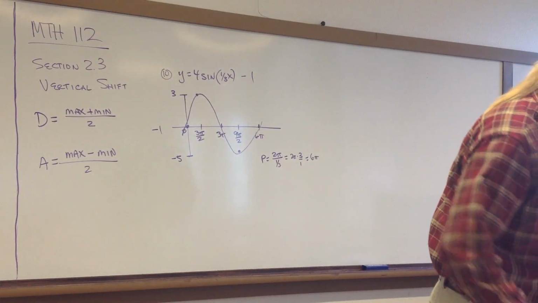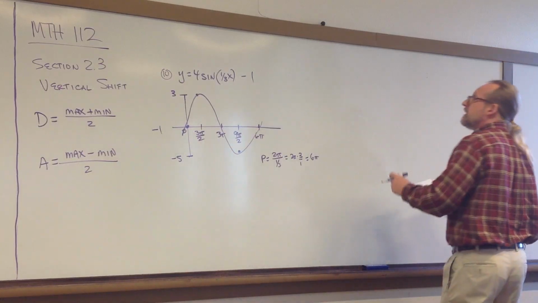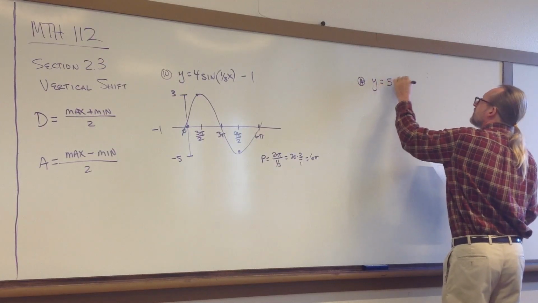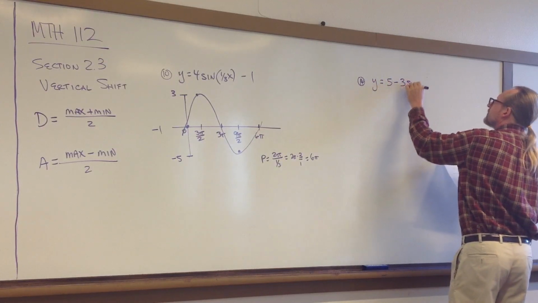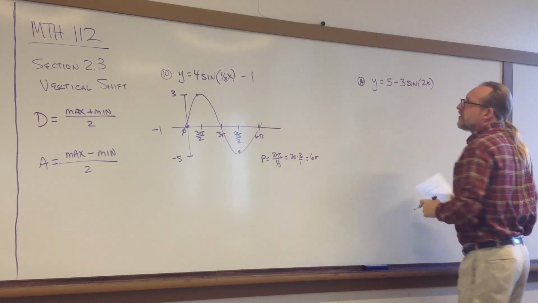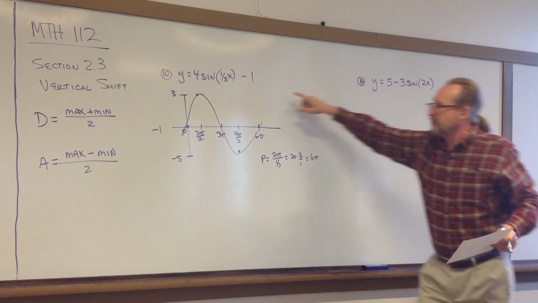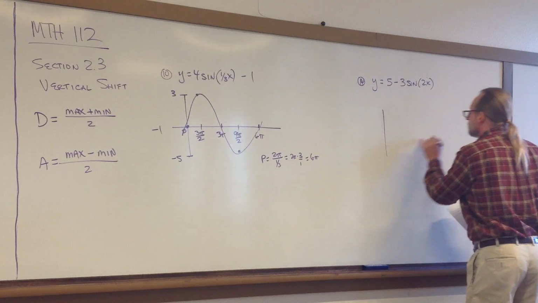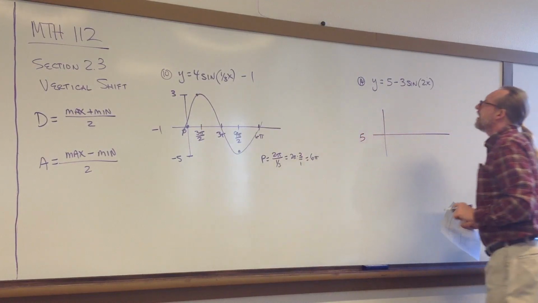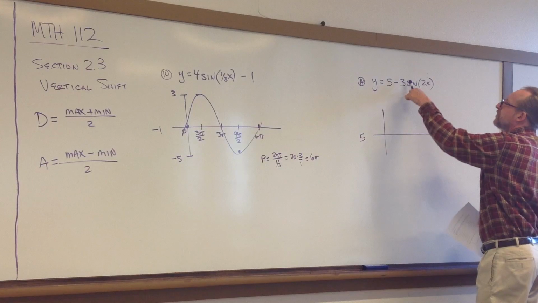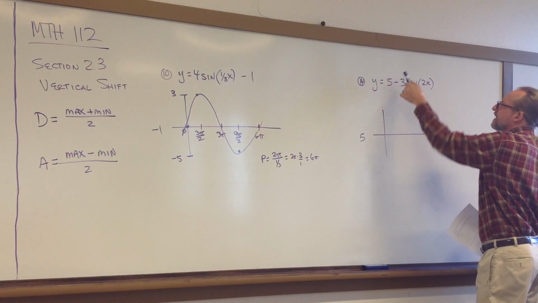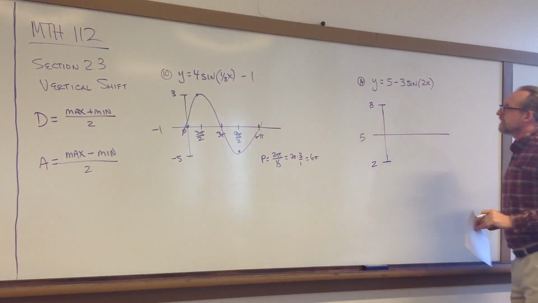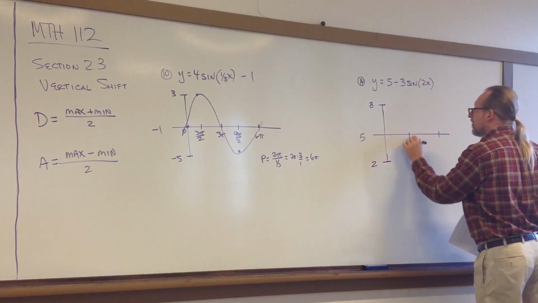Let's do number 14. It's written in a little bit different format: 5 minus 3 sine 2x. Just because this is in the front and not in the back doesn't change anything. This is the value of d. That's our midline value, +5. The amplitude is the absolute value of this. It's 3, so it's going to go up to 8 as a maximum and down to 2 as a minimum.